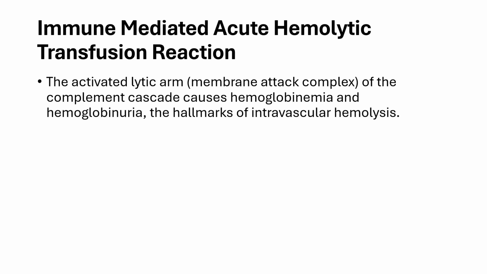The result of MAC formation is intravascular hemolysis. MAC disrupts the red blood cell membrane, which leads to cell lysis within blood vessels. You can also have hemoglobinemia, which is free hemoglobin released into the plasma. This gives the plasma a pink to red tinge. Hemoglobinuria is excess plasma hemoglobin that is filtered by the kidneys, and this can show up in the urine. This can cause red or dark colored urine, which is often mistaken for blood.